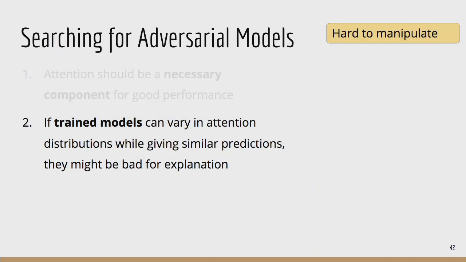For our second set of experiments, which was the adversarial search, we wanted to focus again on trained models. So we differ here from prior work. Prior work focused on a post-hoc manipulation on an instance level basis. But we wanted to see whether trained models actually existed that would demonstrate the existence of these adversarial distributions.